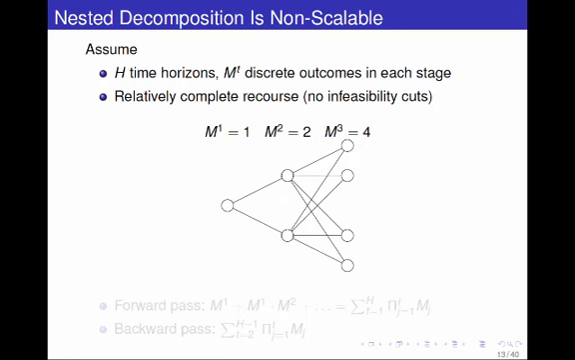Right, so the question that I have for you is, when we do the forward pass, how many LPs do we solve? For this tree here in particular, can you count them? 11? 11 or 7?